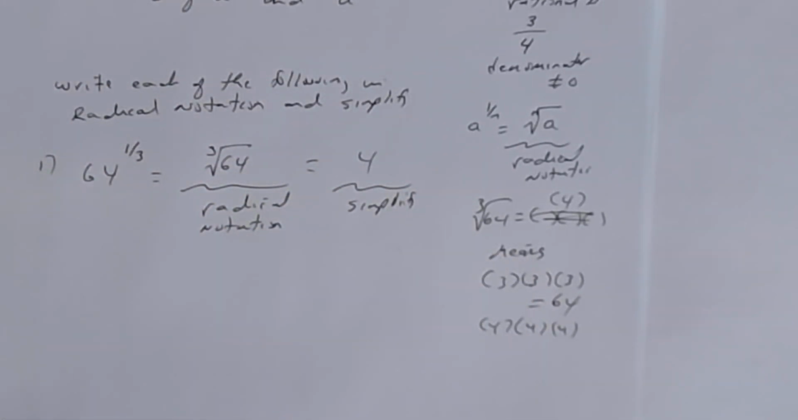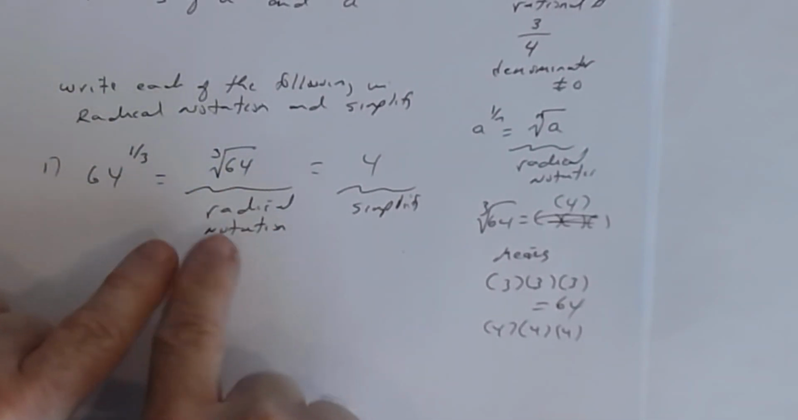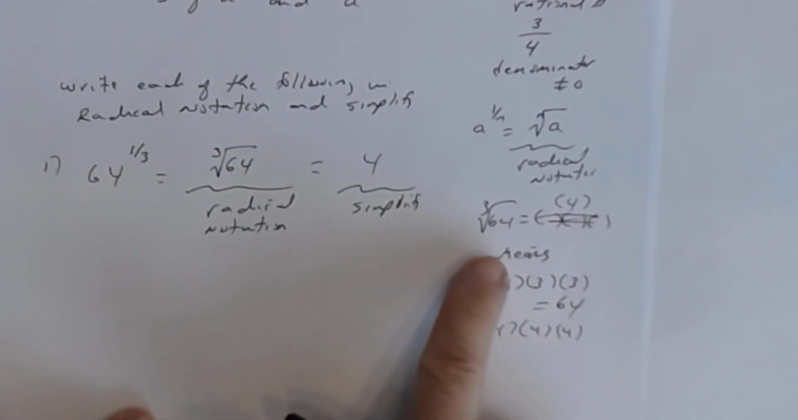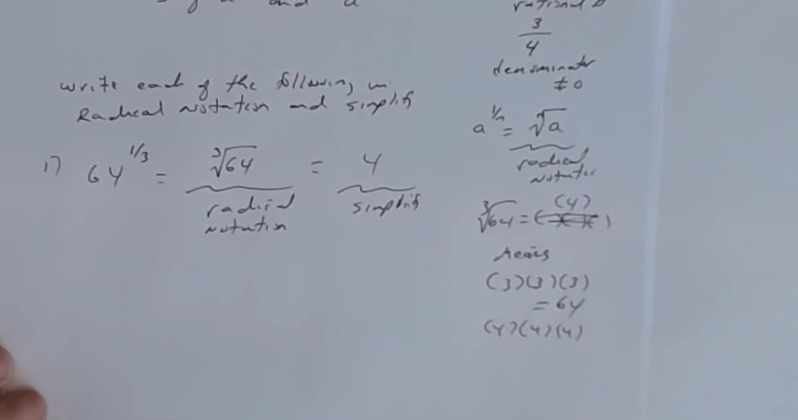All right, so when you do the worksheet, make sure you follow the directions. The first thing you're going to do is write in radical notation. Then you're going to simplify. You may have to go off to the side and simplify to get that answer. All right, number 2.